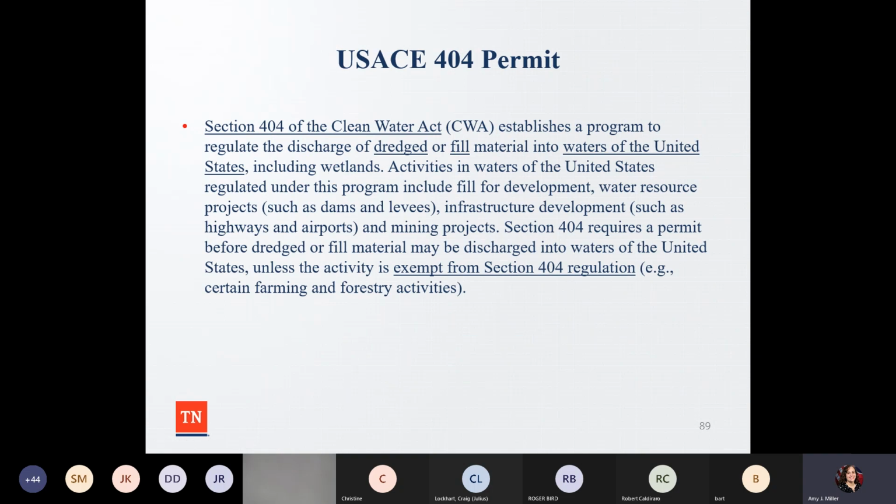When we think about the 404 permit, it's part of the Clean Water Act that establishes a program to regulate the discharge of dredged or fill material into the waters of the United States, including wetlands. Activities in waters of the United States regulated under this program include fill for development, water resource projects such as dams and levees, infrastructure development such as highways and airports, and mining projects. So again, if you're going to be doing any kind of release of dredge or fill material that will be discharged into the waters of the United States, you need this permit, unless the activity is exempt from the 404 regulations, such as certain farming and forestry activities.